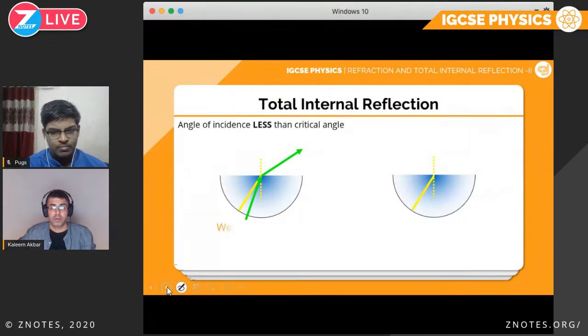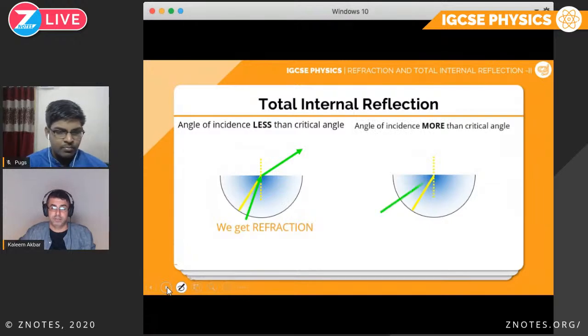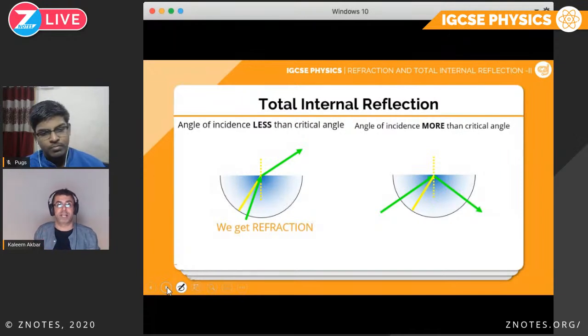Now, what happens if the angle of incidence was greater than the critical angle? Remember the yellow line is representing where you shine it for the critical angle. Now we get an effect called total internal reflection.